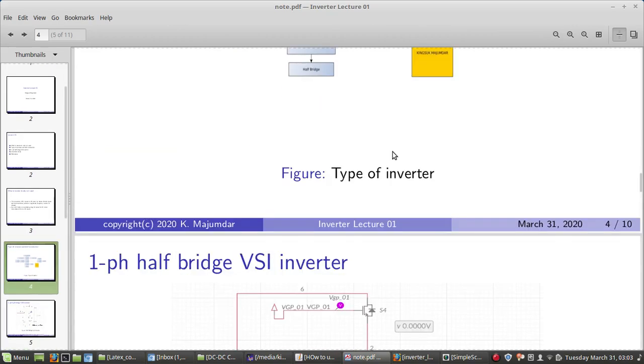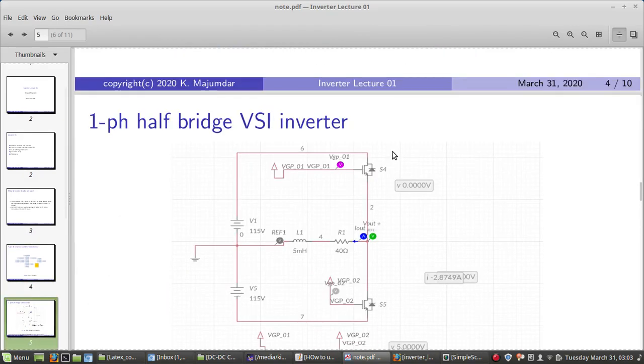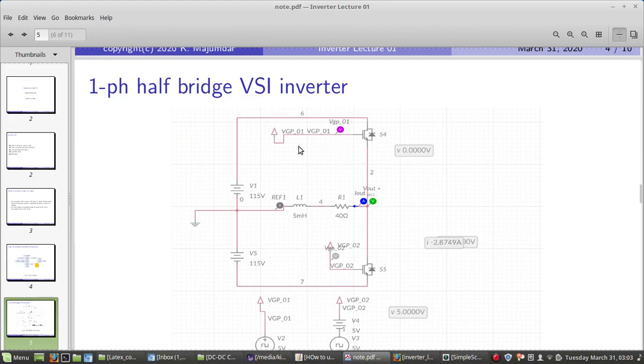Now today we are going to discuss the single phase half bridge VSI inverter. What is a VSI? The DC source is a voltage source, and that source should be a rigid voltage source. That's why it is called a VSI. Now it is a half bridge. Why is it a half bridge?